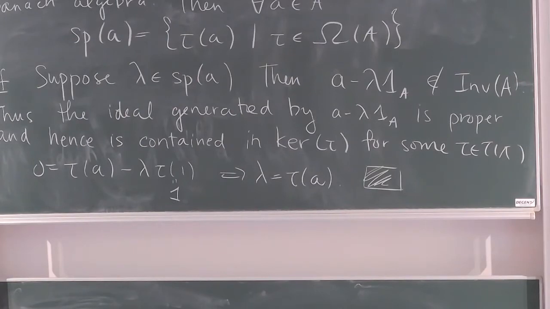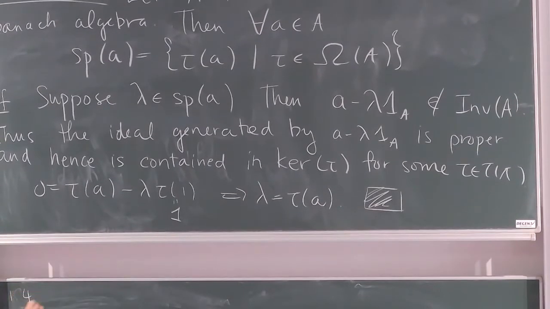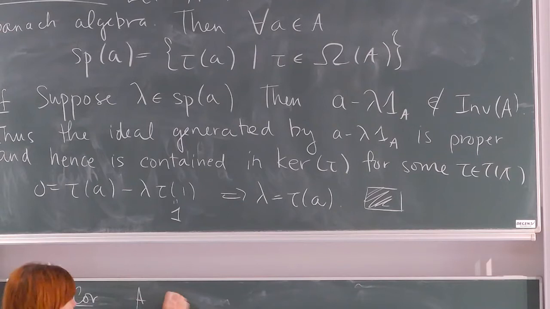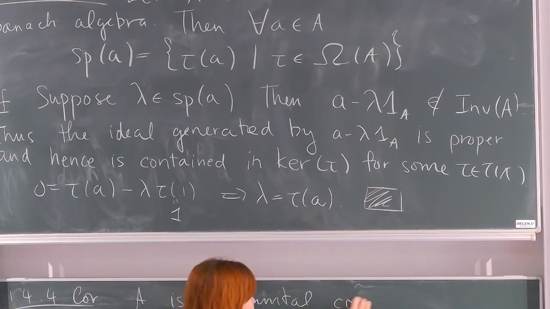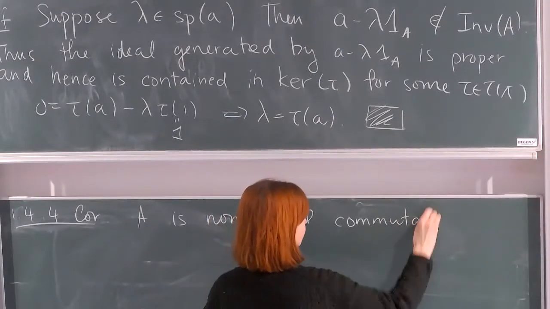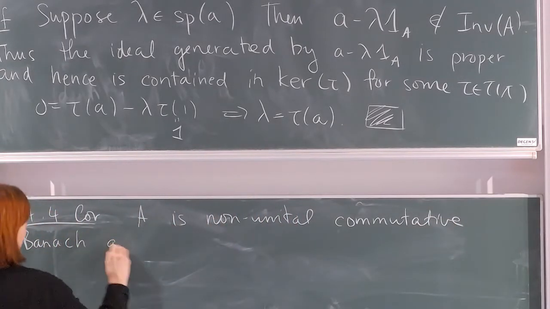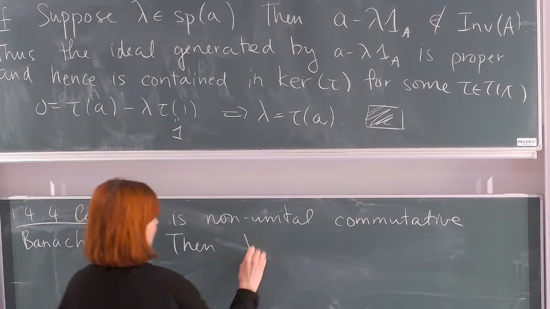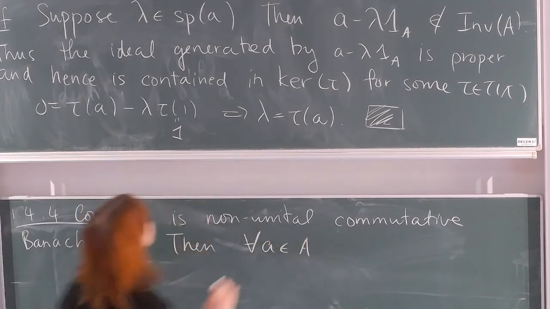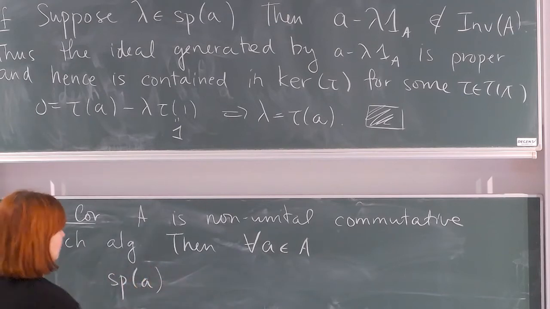Okay, and then just a little corollary. So this has been for unital commutative Banach algebras. We can also say something, briefly, about the non-unital case. So A is non-unital, still commutative. Then for any a in A, we have something similar to the previous result, but now we have to also include 0.